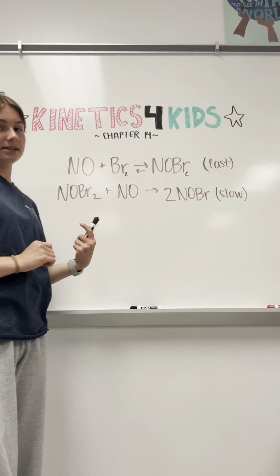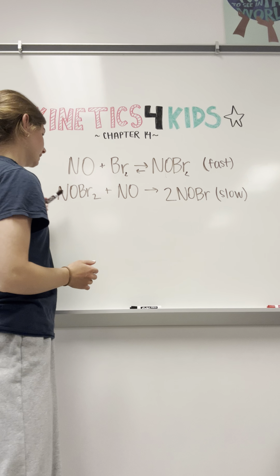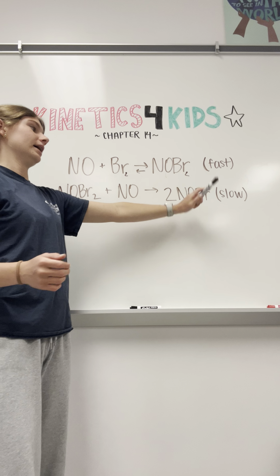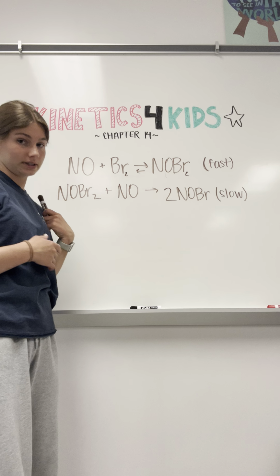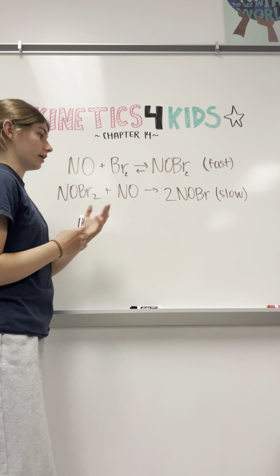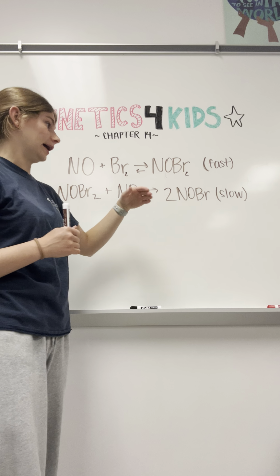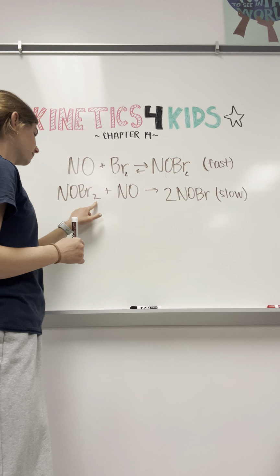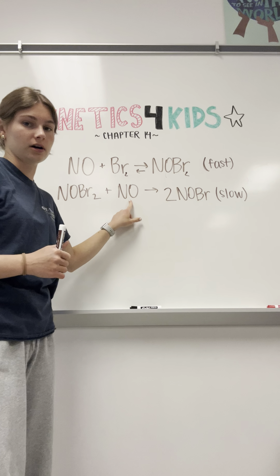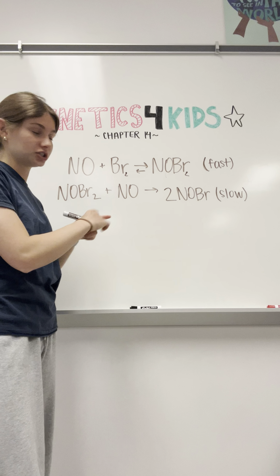Sometimes the rate determining step will be the second step. So in this case, our fast step is the first step and our slow step is the second step. So if we were to do this the same way that we did the last one, having our rate law be determined by our slow step, just the reactants, we would have NOBr2 and NO as our concentrations.